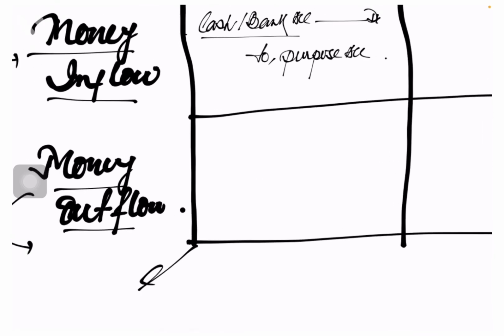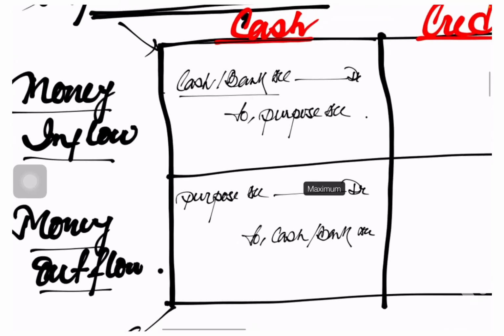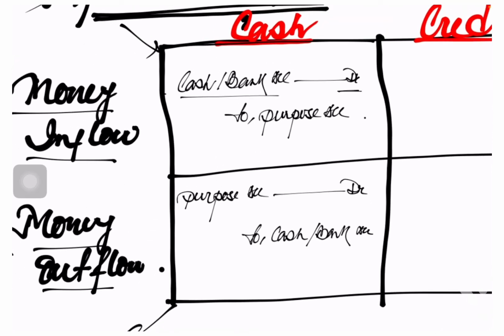Please focus. Now, money outflow is completely swapped. Purpose account debit, to cash or bank account. Same thing. And one thing, remember every time: the debit side total amount and the credit side total amount must be equal. It is like a balancing equation where both sides, the debit side and the credit side, are the same. You have to remember it. The debit side and the credit side of all journals must be equal.